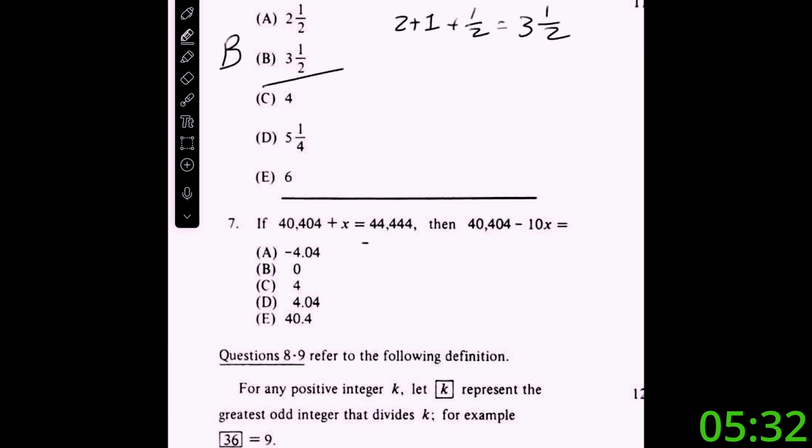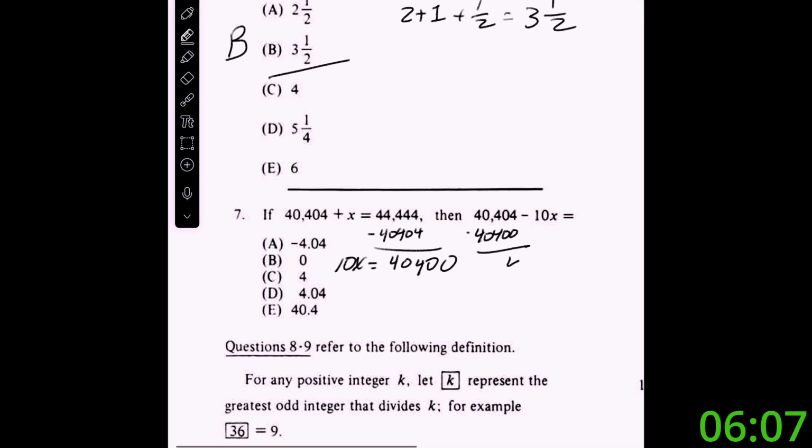So if I get x by itself, I subtract 40,404 from both sides. So that tells me x is equal to 4,040. That's x. So that tells me that 10x is 40,400. And I now subtract 10x from 40,404. So subtract 40,400. And I get 4. C is my answer.